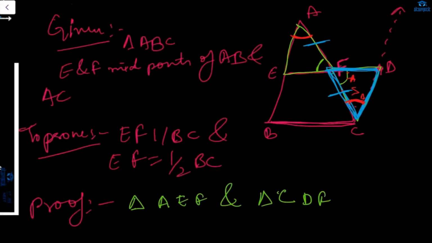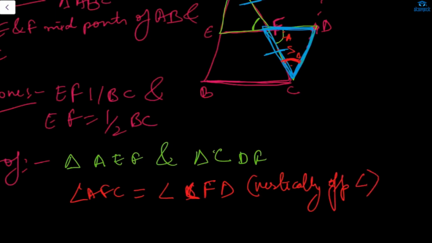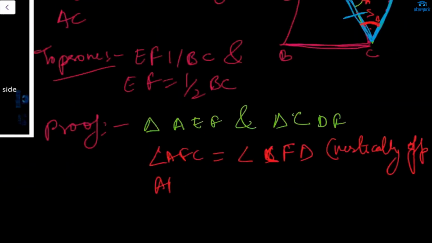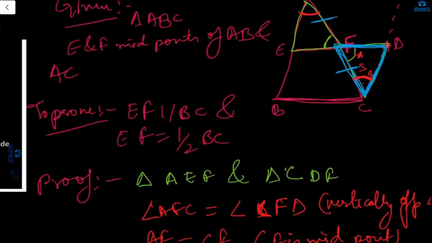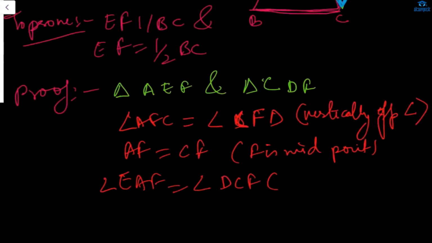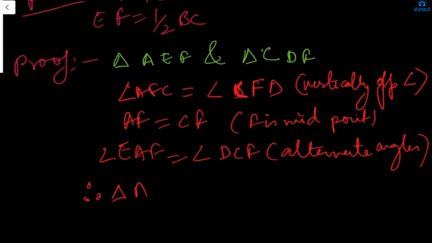Angle AFE is equal to angle CFD, because they are vertically opposite angles. Now, AF is equal to CF, since F is the midpoint, or you can write it is given. Angle EAF is equal to angle DCF, alternate angles. Therefore, triangle AEF is congruent to triangle CDF.